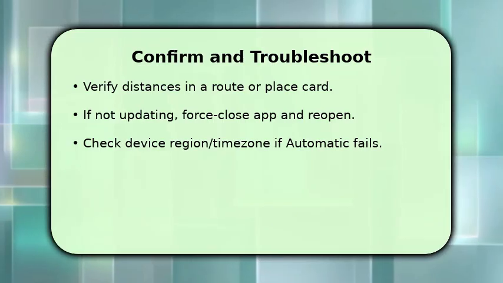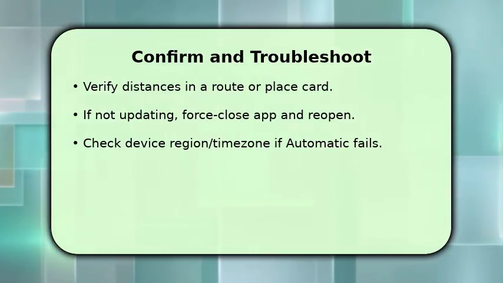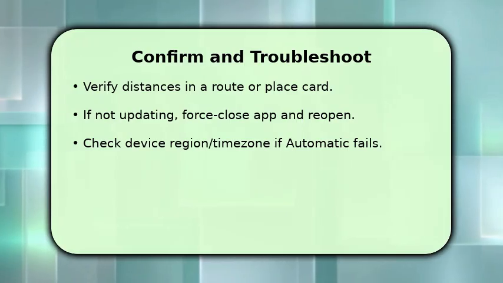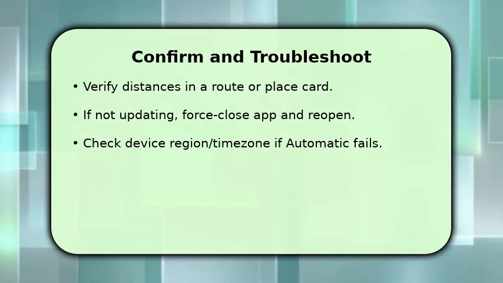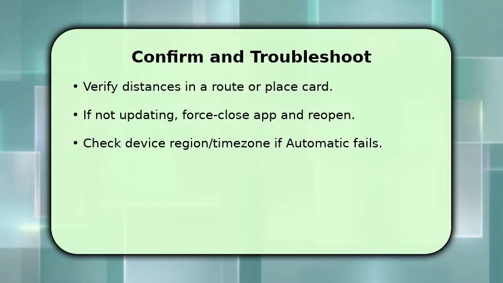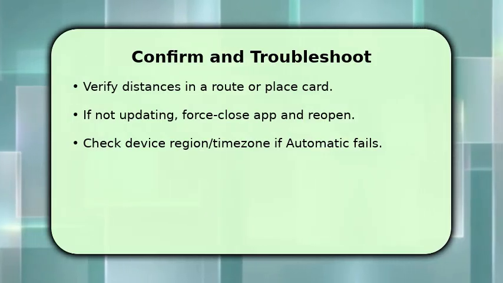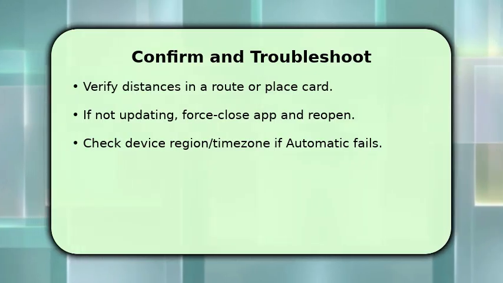If you don't see the update, force close Google Maps and reopen it. That clears cached UI state. Once done, make sure your device region and language settings match expectations if you use automatic, because region controls unit preference. If problems persist, sign out and back in, or reinstall the app to clear persistent settings. That resolves most remaining issues.